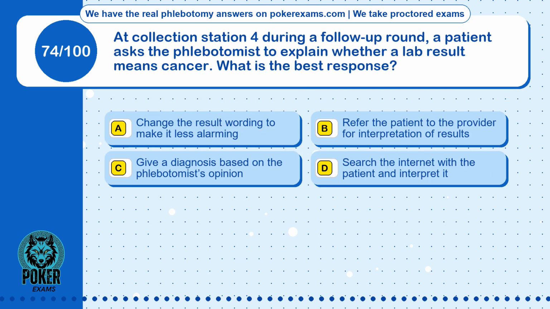Question 74. At collection station 4 during a follow-up round, a patient asks the phlebotomist to explain whether a lab result means cancer. What is the best response? Option A, change the result wording to make it less alarming. Option B, refer the patient to the provider for interpretation of results. Option C, give a diagnosis based on the phlebotomist's opinion. Option D, search the internet with the patient and interpret it.